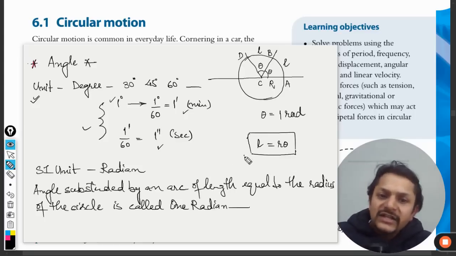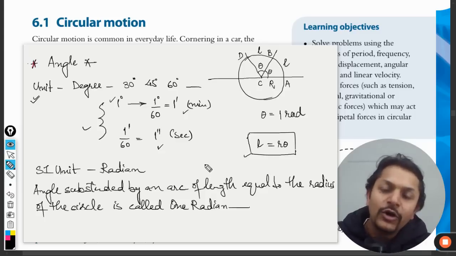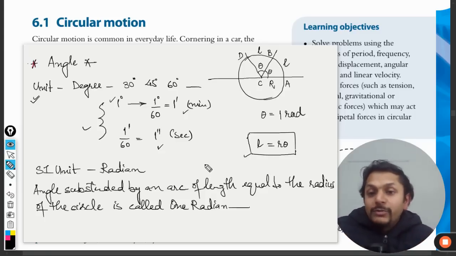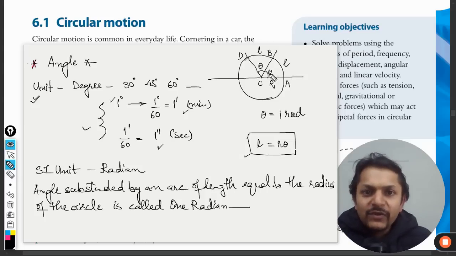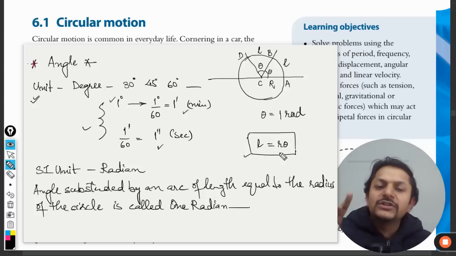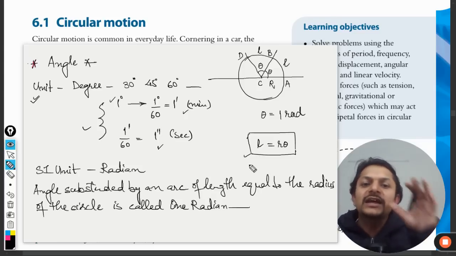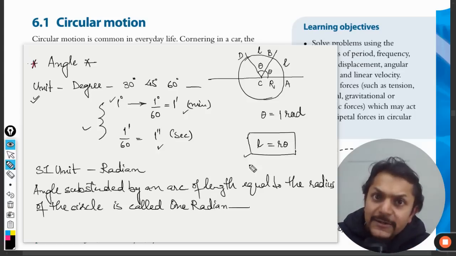You might have seen this formula many times now. But I believe you might not know the concept behind it. So L is equal to R theta. L is the length. Whatever is the theta, you can substitute the values here. So double the theta, so double will become the length. From there, we get the formula L is equal to R theta, which is very, very important for us.